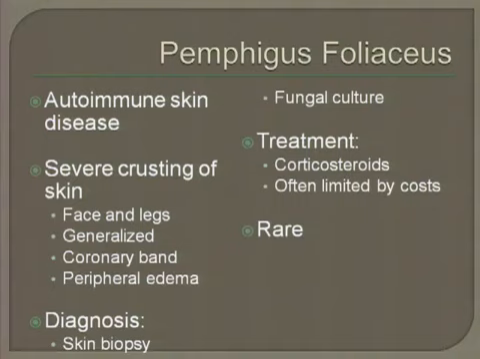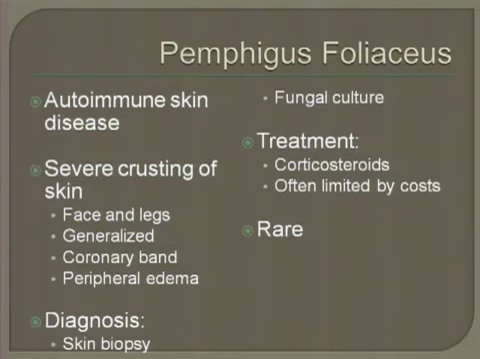These blisters, these pustules, are actually very, very delicate, so they rupture. And when they rupture, they produce severe crusting, and it can be localized to the face and the limbs, but then it can become generalized from there. When you have lesions that involve the coronary band, that can create significant lameness issues in the horse, and you can also get peripheral edema.